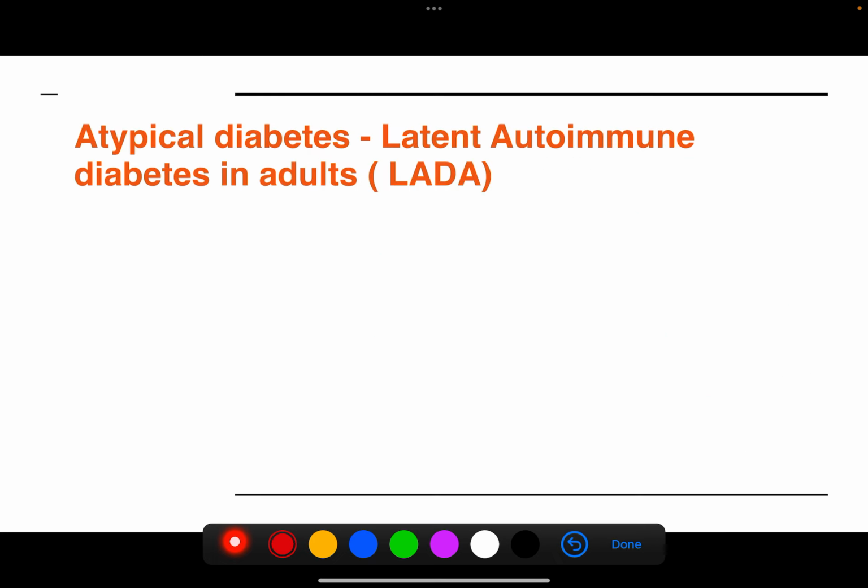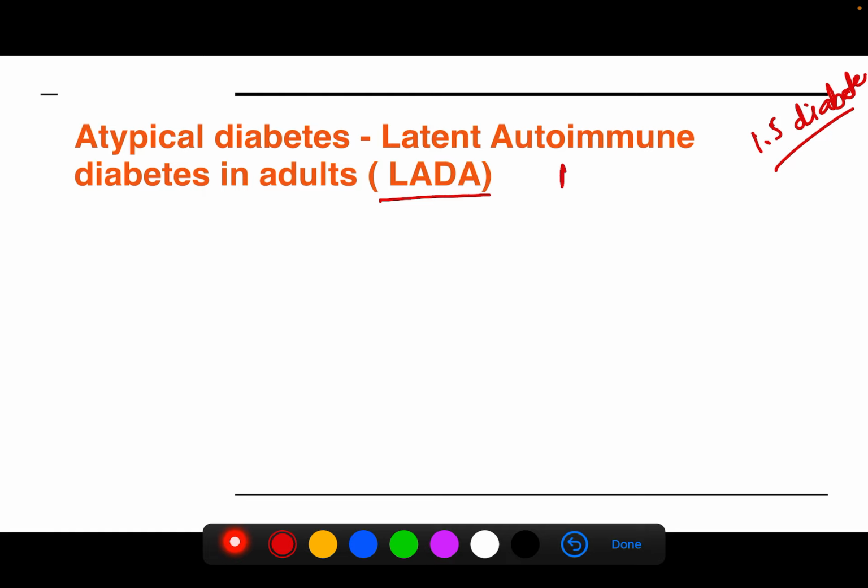Okay. Now next, atypical. There are a few diabetes types which are a mix of type 1 and type 2. They have a few features of type 1, they have a few features of type 2. We call them type 1.5 diabetes. One of the important type 1.5 diabetes is latent autoimmune diabetes in adults, that is LADA. So LADA is the opposite of MODY. MODY was antibody negative in younger individuals. LADA is antibody positive in elders.